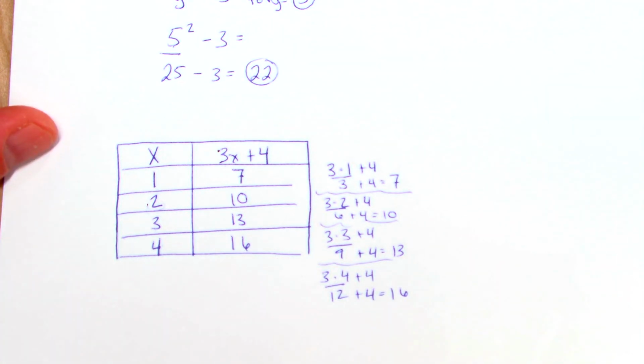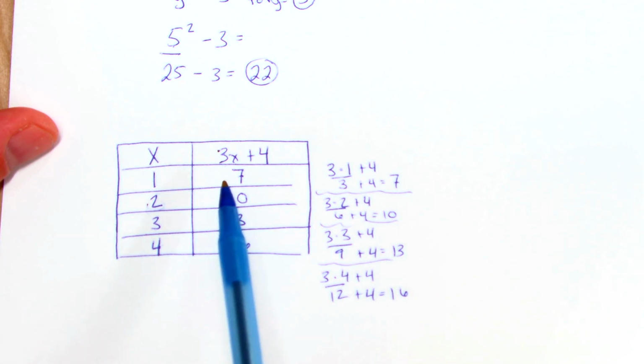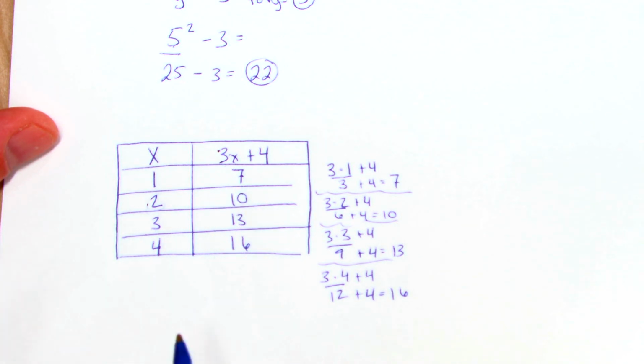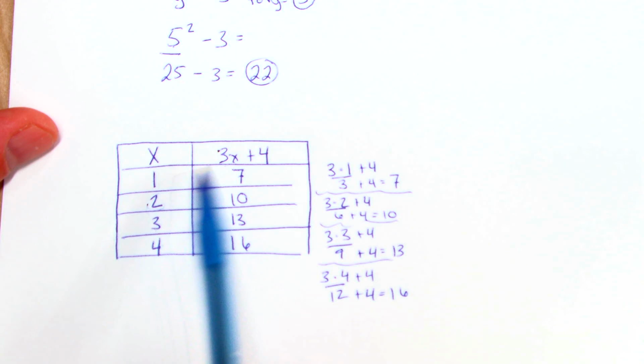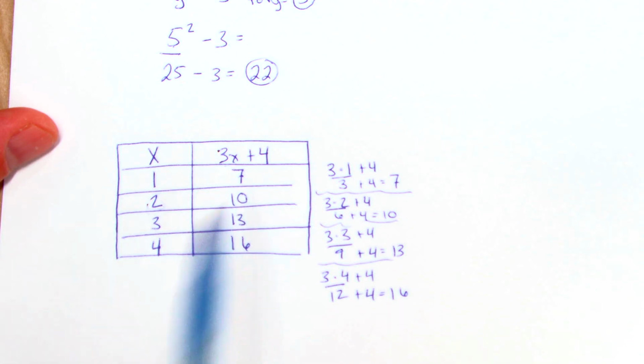So what I wanted you to notice here is that we have variables that can change, and those are represented by a letter. We have constants that don't change, and those are represented by numerals. And then through the process of substitution, we can put a value in for our variable and get a different output every time.